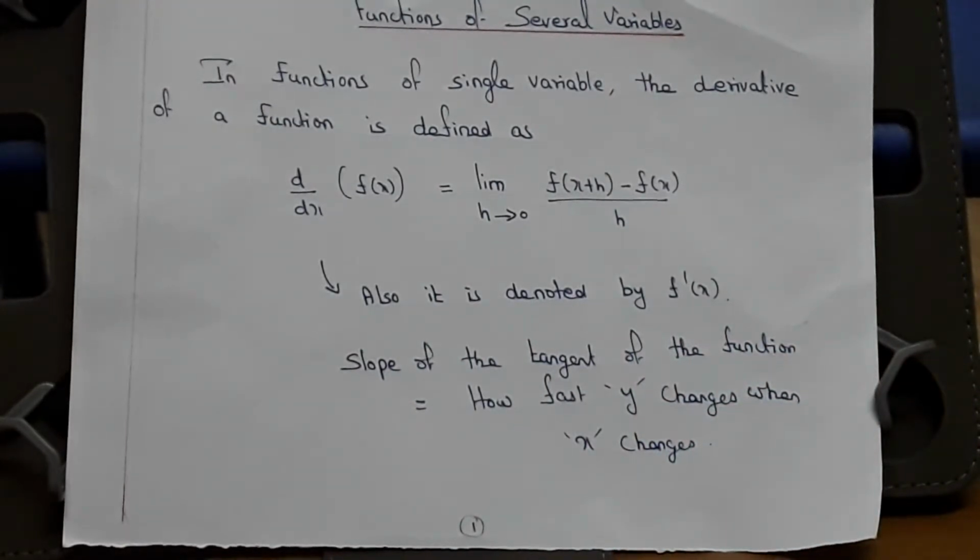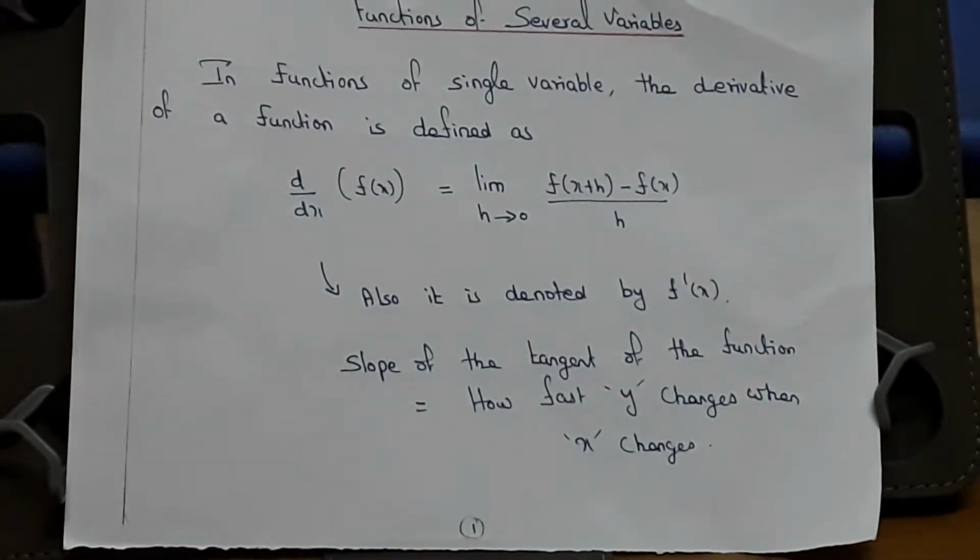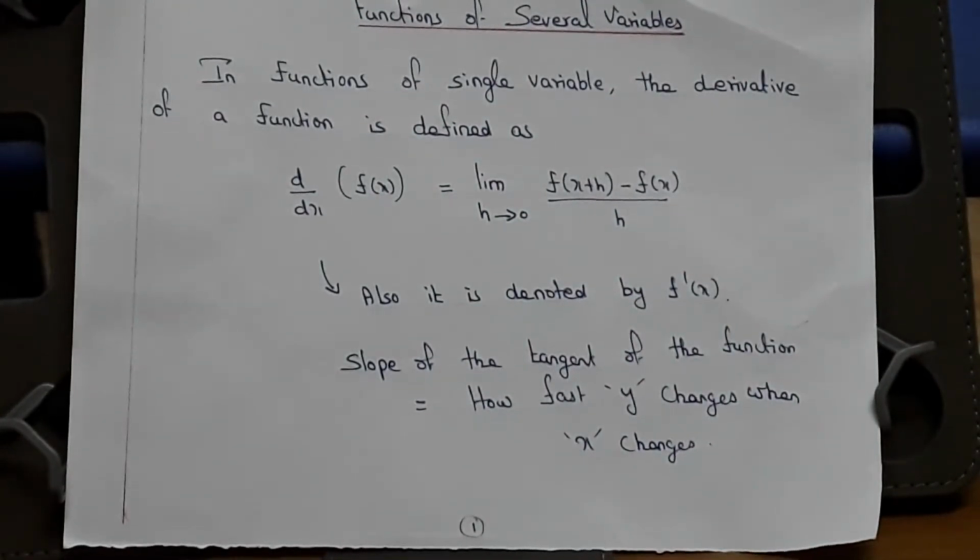That is, if we give some increment h to the variable x, then we can understand how y changes from the derivative f dash of x. This means we know the rate of change, that is the increase or decrease of the function at a point.